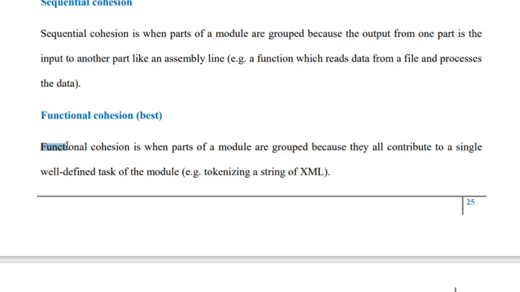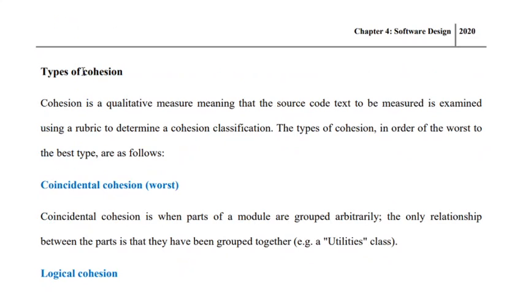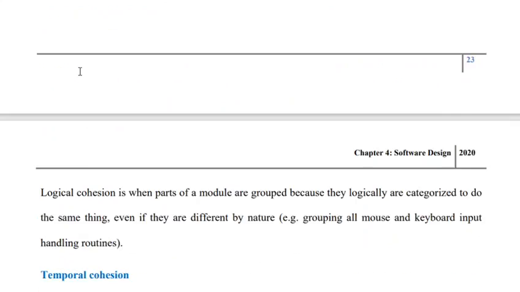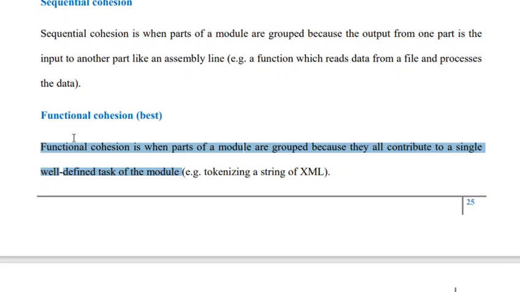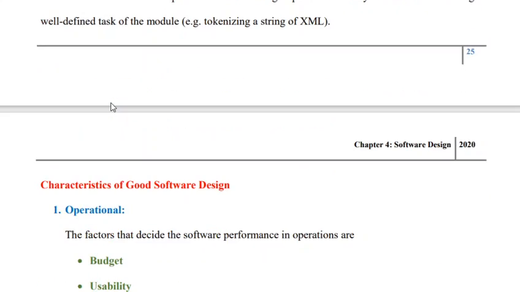Now, functional cohesion. Functional cohesion is where the parts of the module are grouped together because they all contribute to a single well-defined task. So this is very important. All functions that are there in the module should collaboratively realize a given specific task. So these are the different types of cohesion that you have: coincidental, logical, temporal, communicational, procedural, sequential, and functional. Functional cohesion is the most desired, whereas coincidental cohesion is the least desired. So we have learned what cohesion is, the different types of cohesion, and the most and least desired cohesion.